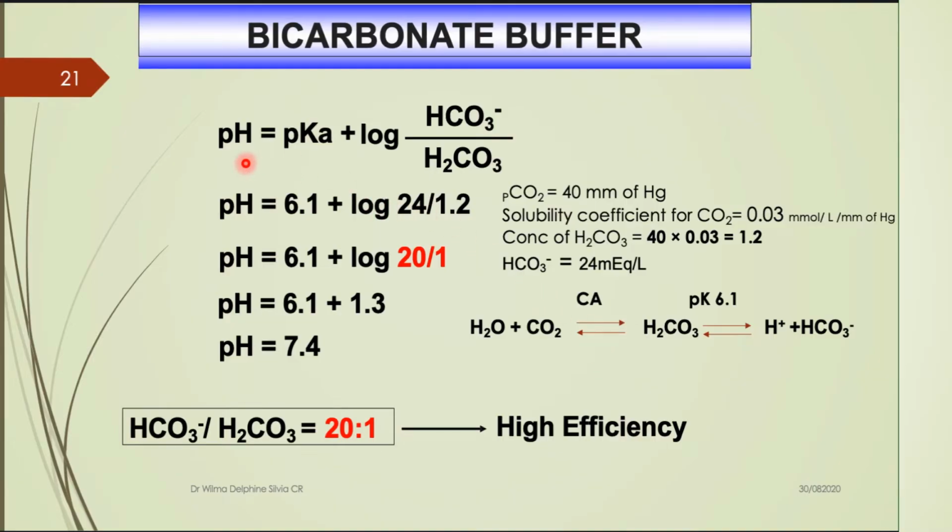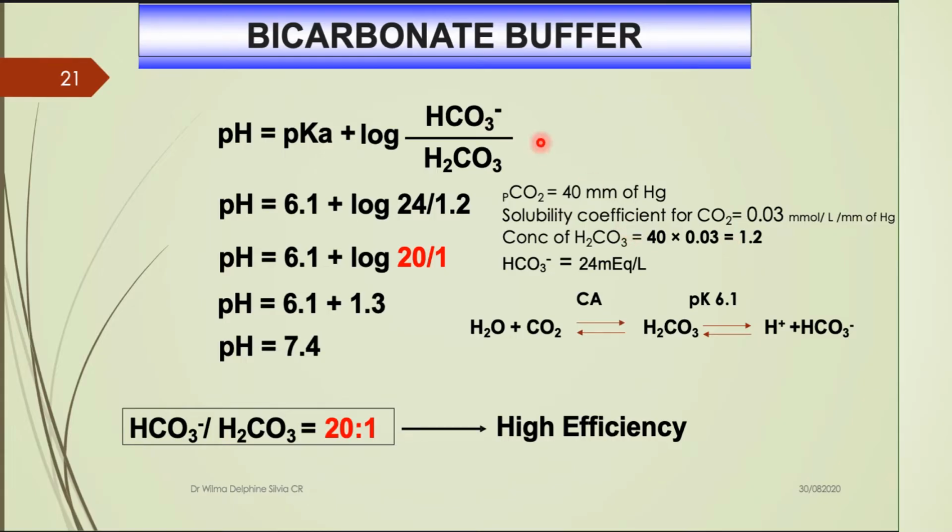When you consider the Henderson-Hasselbalch equation, that is pH is equal to pK plus log base to acid, here the bicarbonate concentration in bicarbonate buffer system is 24 milliequivalents per liter and the carbonic acid is calculated based on the values of partial pressure of carbon dioxide and the solubility coefficient for carbon dioxide, because in the body fluids carbonic acid is in equilibrium with the dissolved carbon dioxide in water. So the concentration of carbonic acid is 40 multiplied by 0.03, which is equivalent to 1.2.